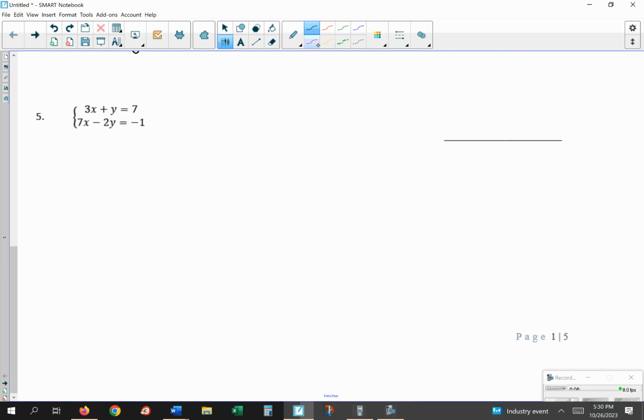And let's just take a minute to look at it. If I wanted to eliminate my x's, I'd have to get them both to be the same number, which would be 3 and 7 both going to 21. I'd have to have one positive, one negative. So I'd have to multiply both equations to make that happen.